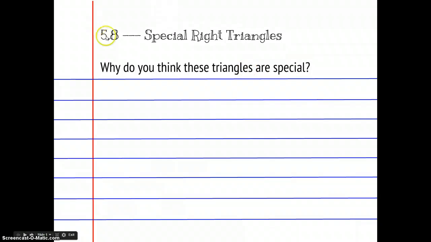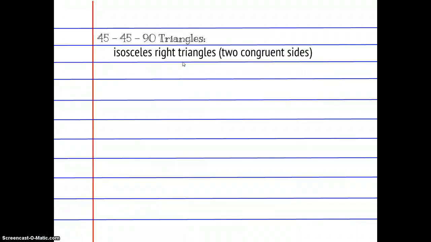Okay, so make sure right now that you got this at the top of your notebook. You have your title, you have your essential question. Please make sure you got that right now. Okay, here's our first one. First one's called the 45-45-90 triangle.